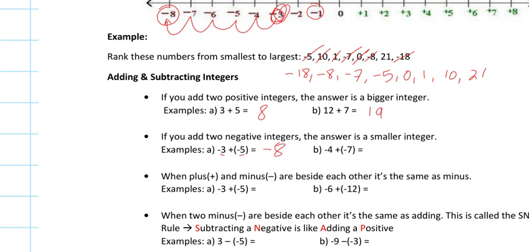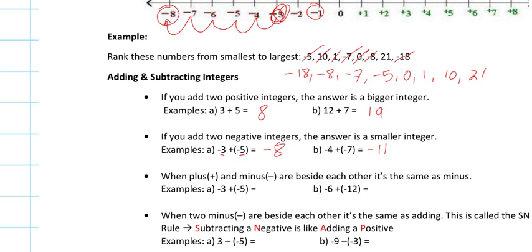How about if I have negative 4 plus negative 7? So you're 4 below ground, and then you're going 7 more down. So remember, you add the 4 and the 7, like regular, 4 and 7, that's 11. But because they're both negative, then my answer is going to be negative 11. Okay?